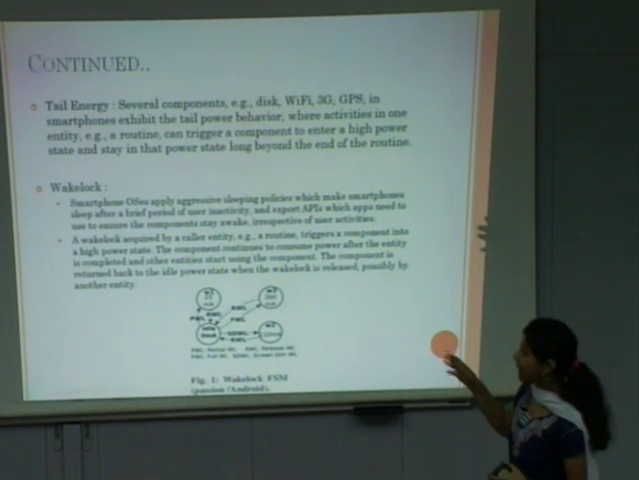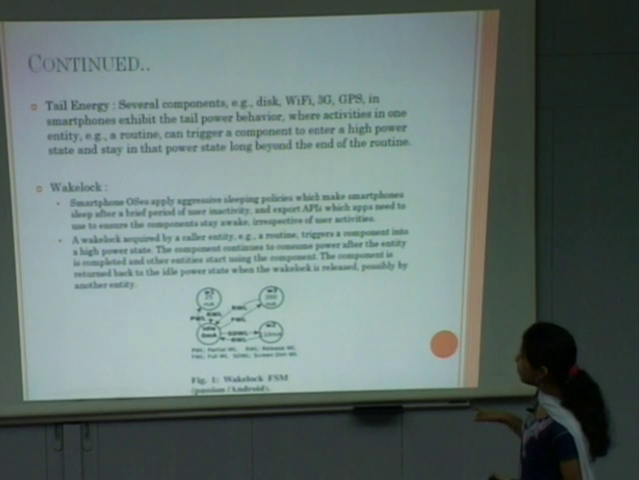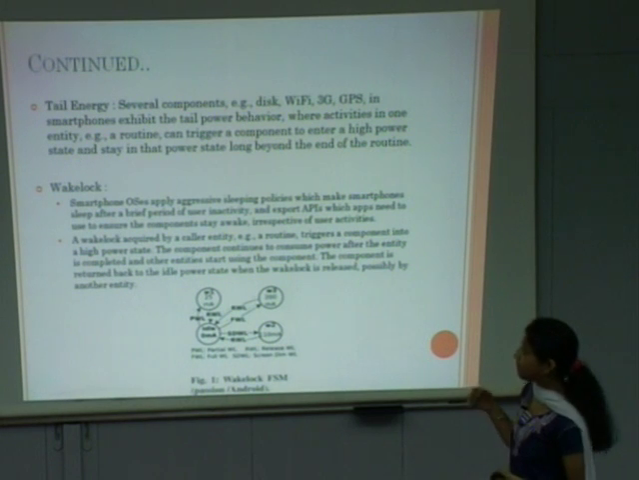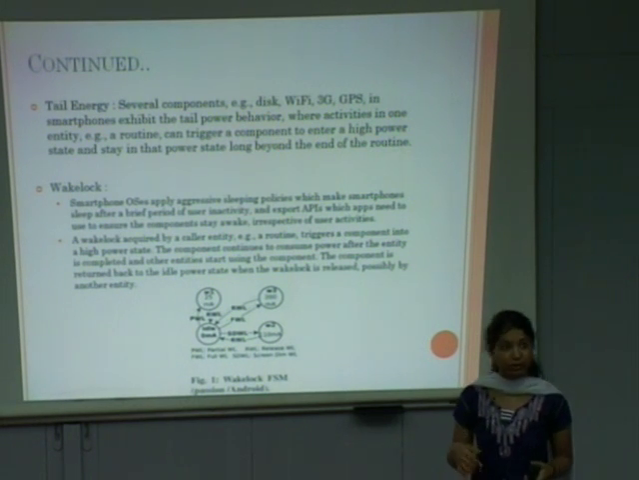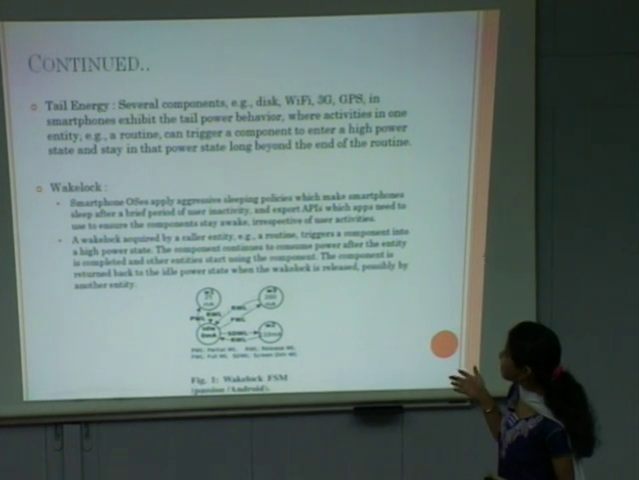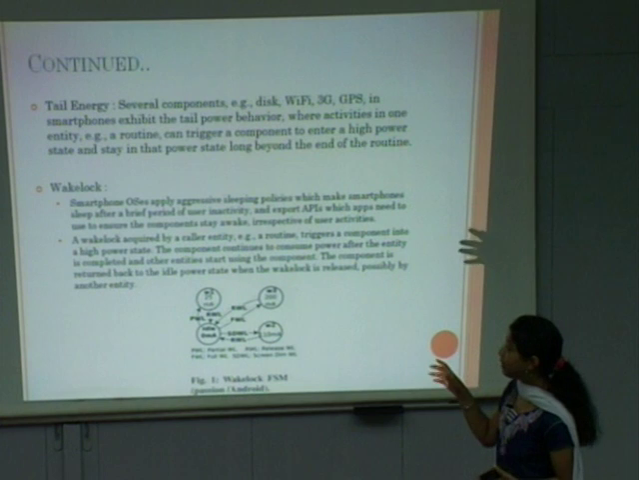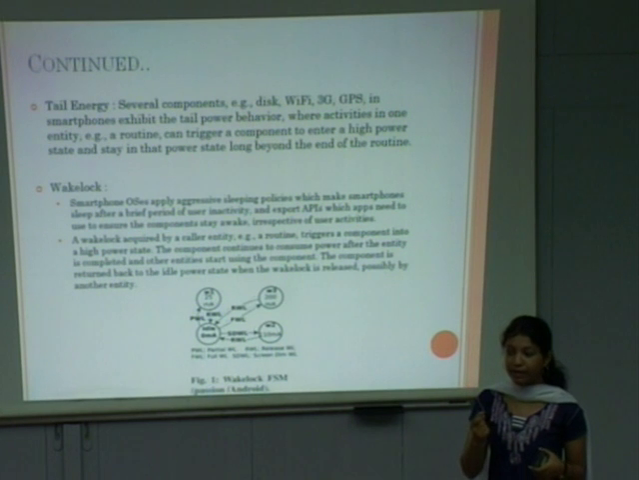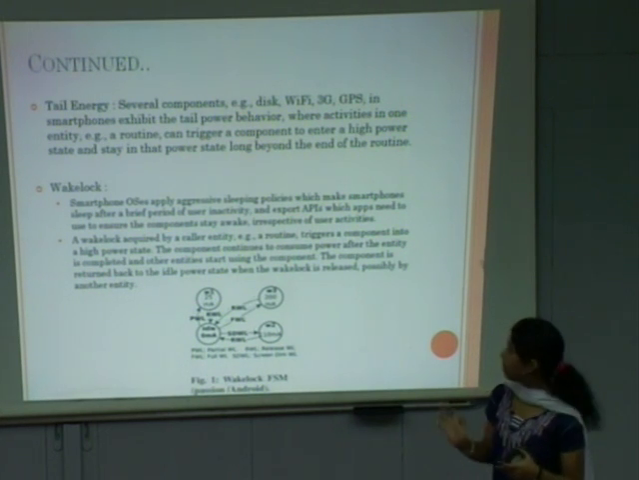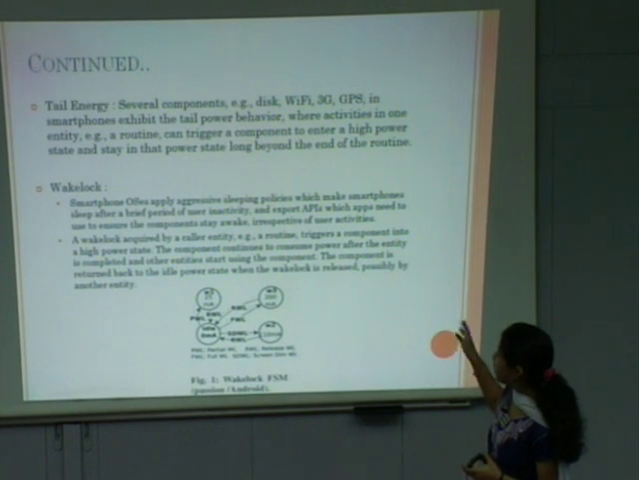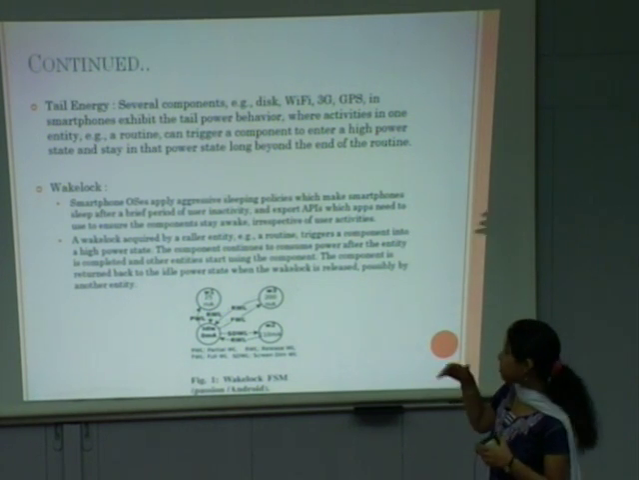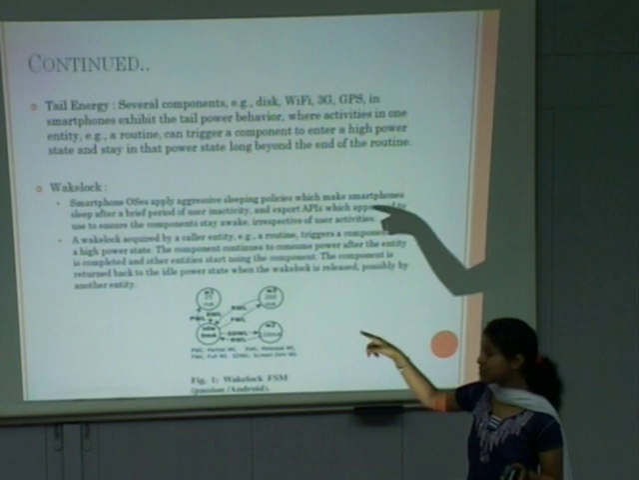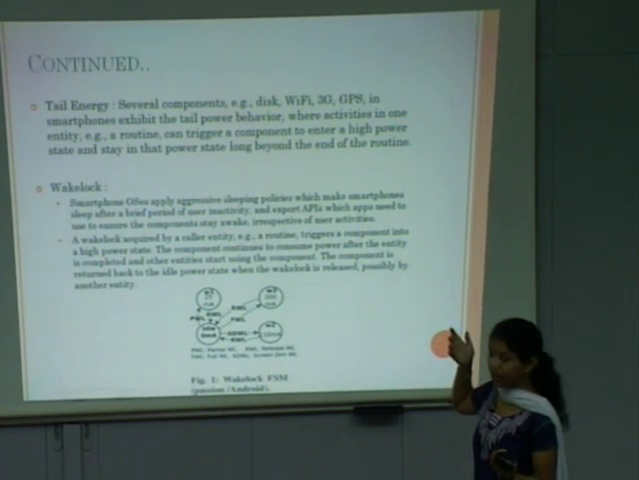Now this wake lock concept is used in Android. The wake lock is used because the smartphone uses an aggressive sleeping technique: whenever a device is not used, it is just put into the sleep state. So what actually is done is, if I want to read the SD card, then the read entity will acquire the wake lock for the SD card, and it will trigger the component into a high power state. After the component is in the high power state due to the caller entity, that is the read entity in this case, the wake lock is acquired for the SD card.